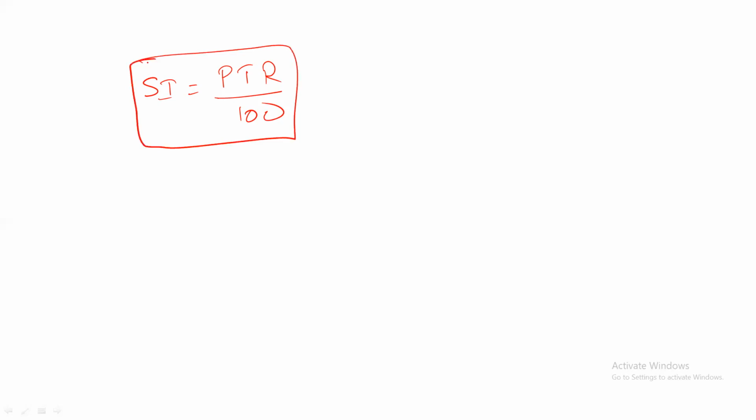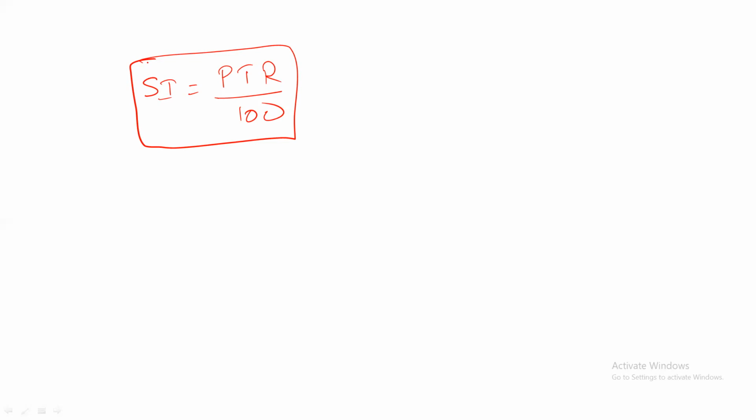within 1 minute. So first let me give you the formula for finding simple interest. As we all know, this is the basic formula for finding simple interest: PTR by 100. Everyone just remember. First I will take one example and show you how to calculate simple interest by using the formula.